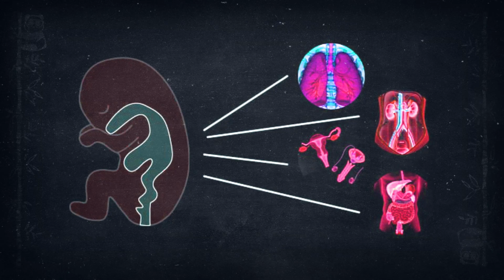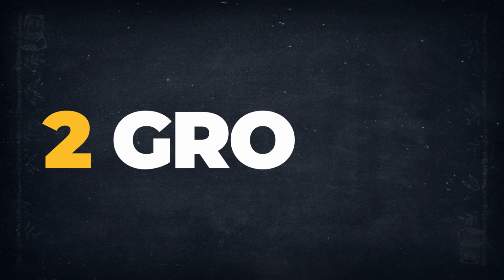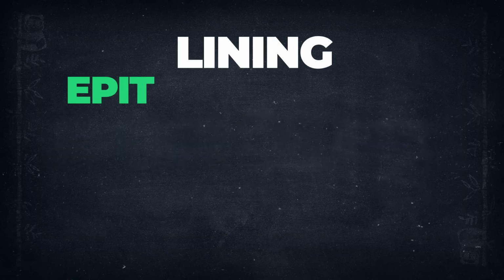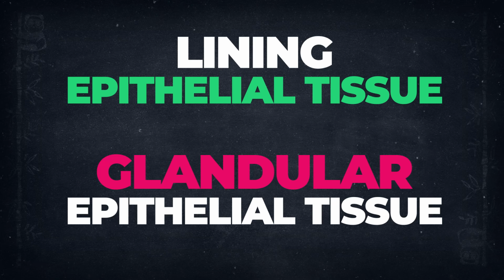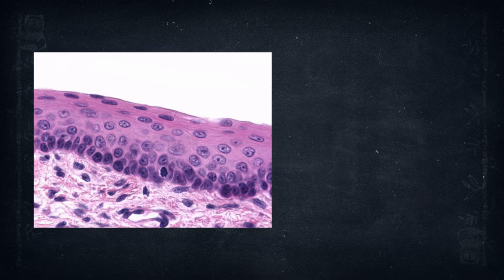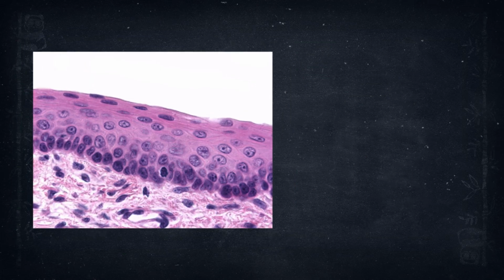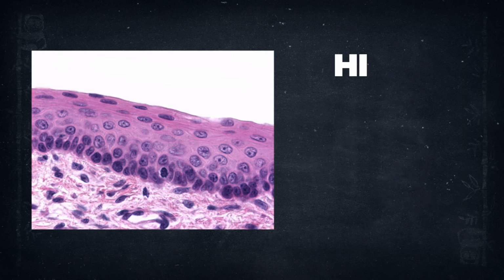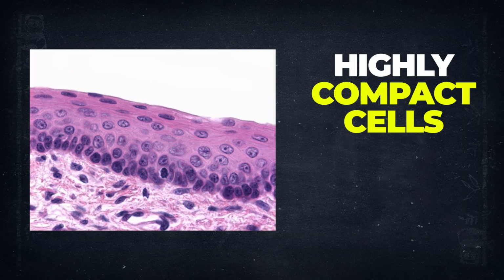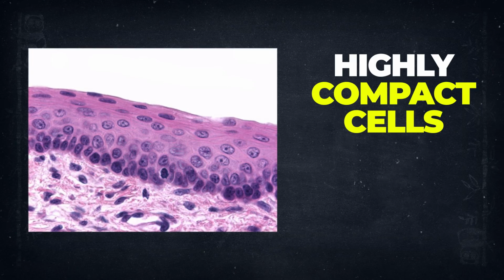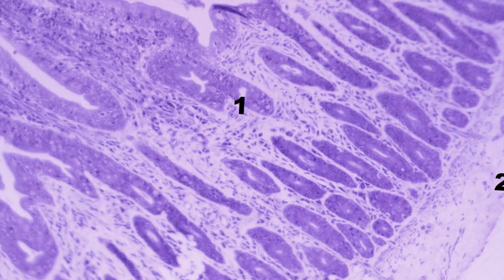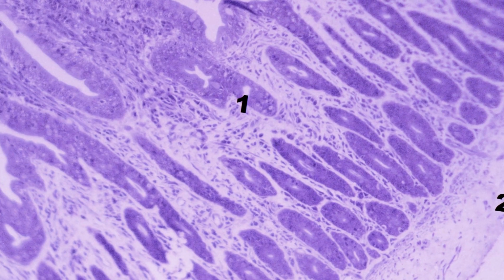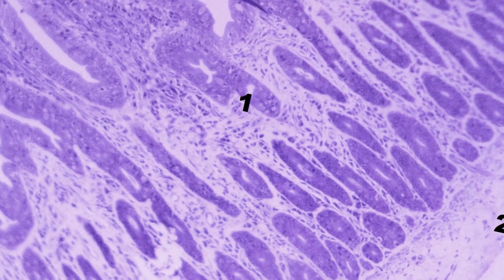We can say that epithelial tissue is divided into two groups: the covering lining epithelial tissue and the glandular epithelial tissue. The covering epithelial tissue, as the name suggests, covers the surfaces of the body. So these are very compact, closely packed cells with a large amount of desmosomes. Depending on which surface it covers, the shape of its cells will vary, having various organizations.